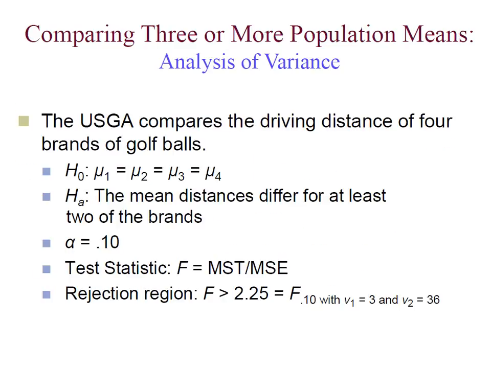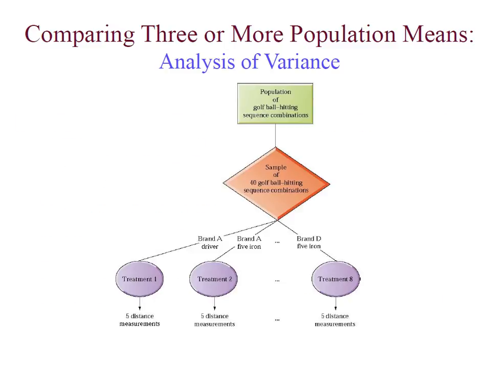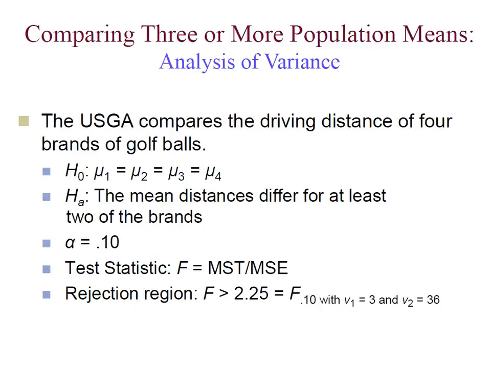It doesn't say that, but it's 40. 40 minus K, and K is 4, so you get 36 to be V2. Right here, it says about 40 golf balls. Now you have V1, V2, and alpha 0.1. So to get this number, 2.25, go back to the table.